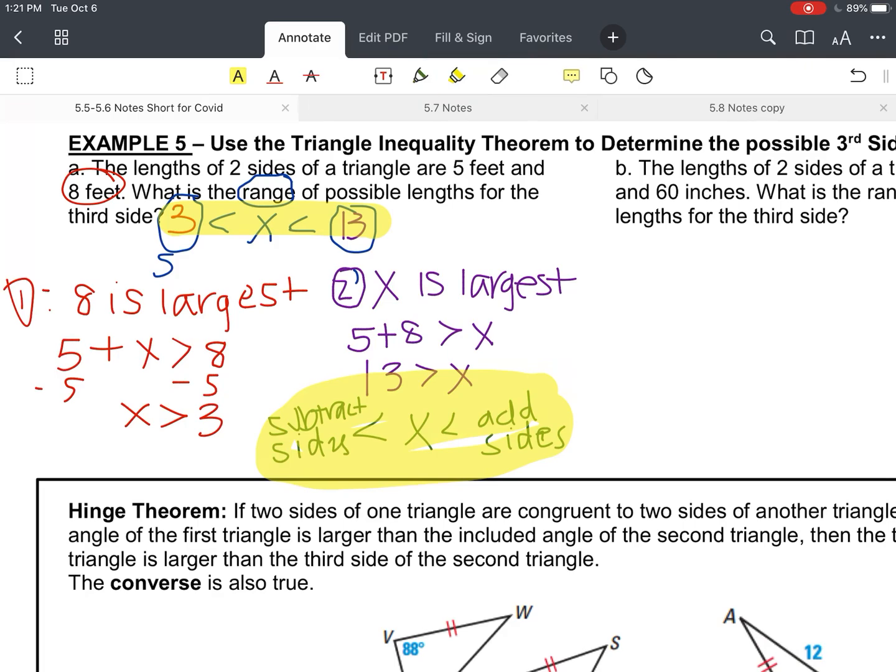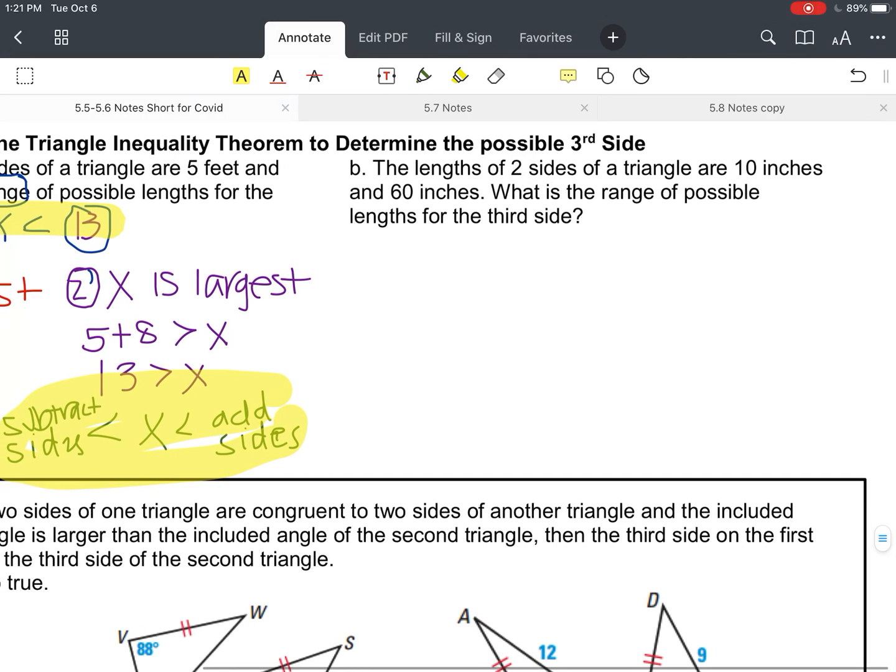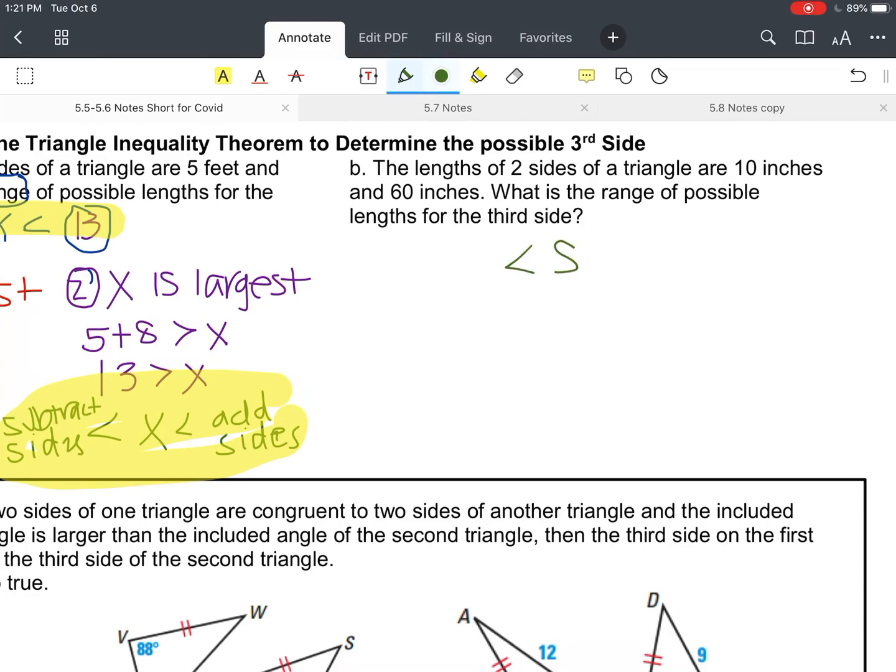And on the top you add them. That's a shortcut that you can use for letter B. So if you think you got it, you could pause the video and try letter B. If not, you can continue to watch.